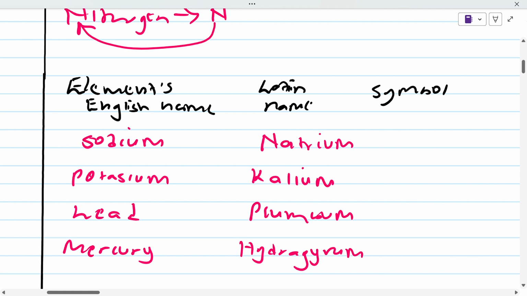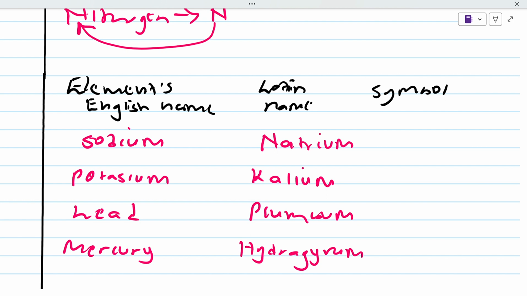Now, these are just examples of certain elements whose English names also have Latin names. And from those Latin names, that's where their symbols were derived. There are other elements, but these are the most basic elements that I want to start with. So, these elements' Latin names were the ones that were used to derive the symbols.